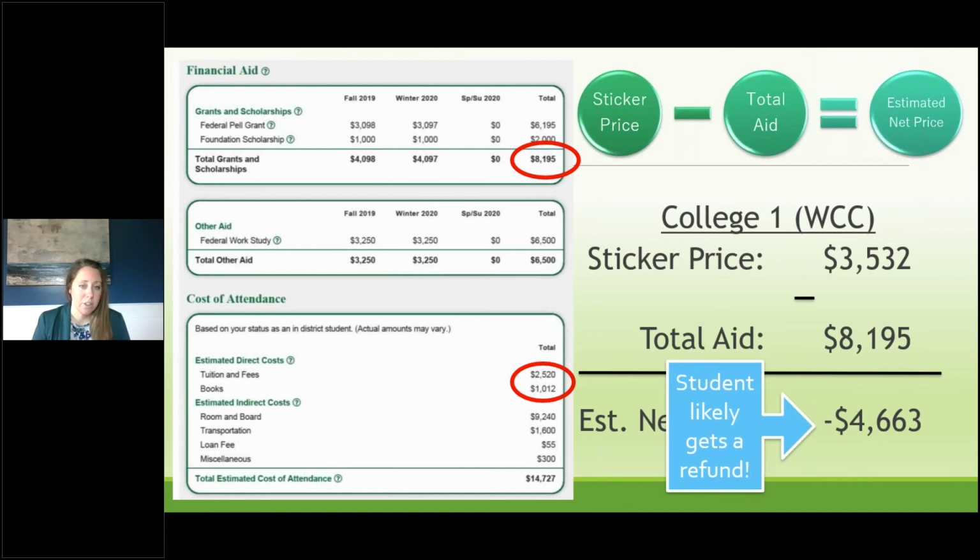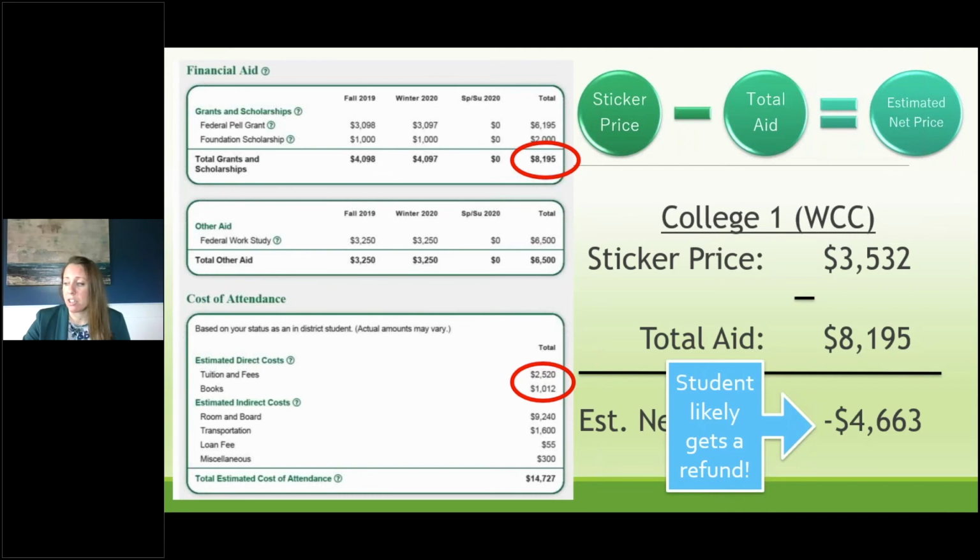So they have a scholarship and they have a Pell Grant. The student is not even having to dip into any of their student loans, and they're getting a refund check just by going to class and doing what they need to do to be successful. So this is a very good situation debt-wise. The student wouldn't have any debt.